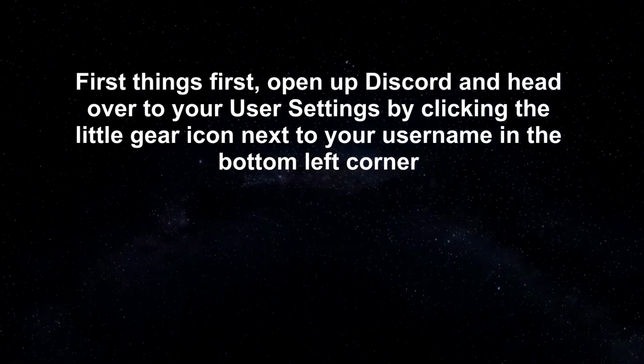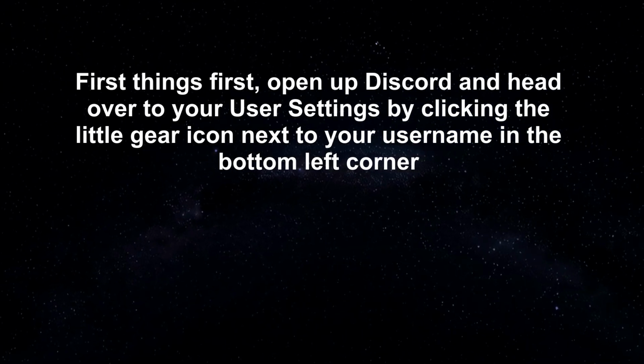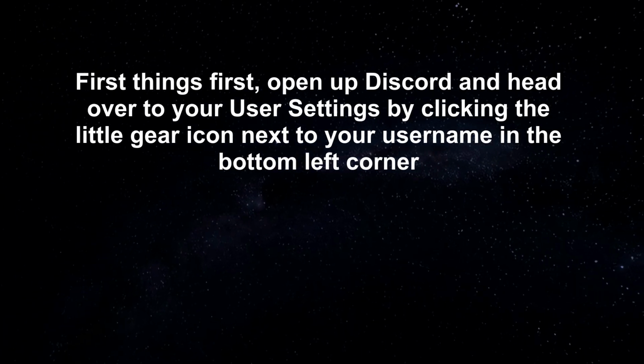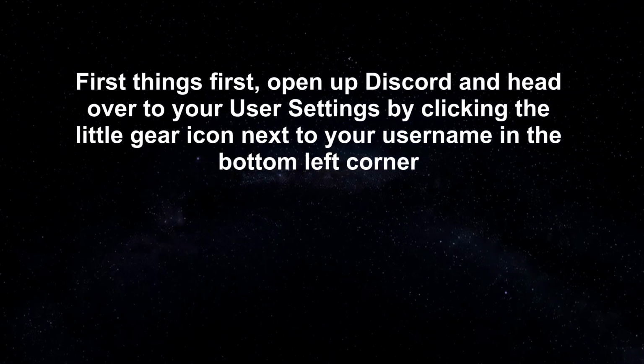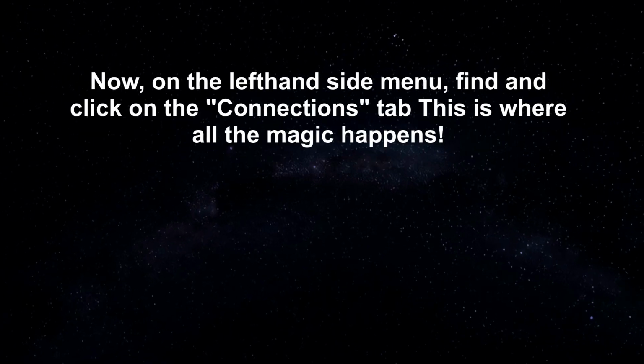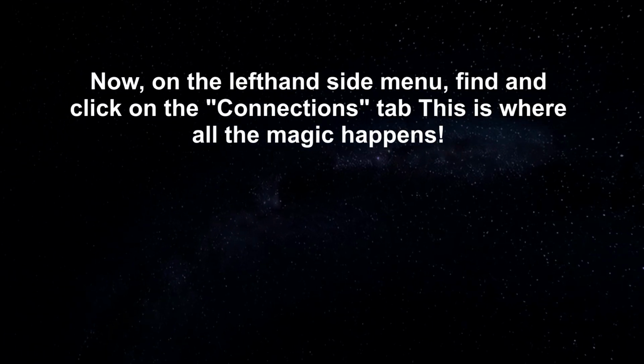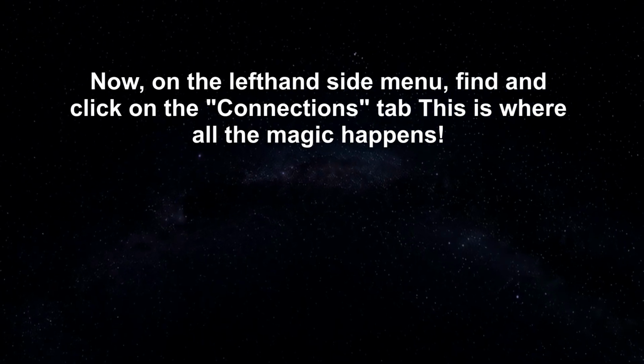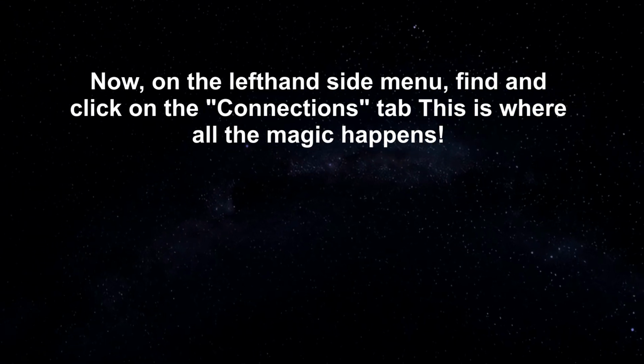First things first, open up Discord and head over to your user settings by clicking the little gear icon next to your username in the bottom left corner. Now, on the left-hand side menu, find and click on the Connections tab. This is where all the magic happens.